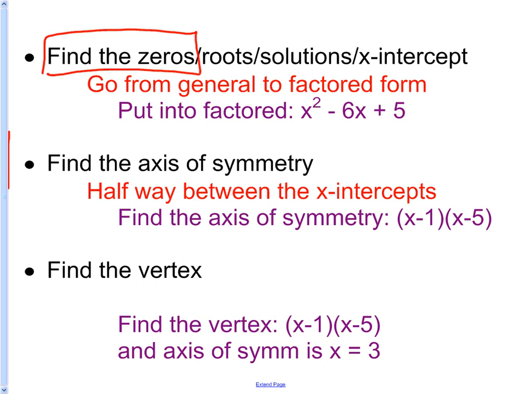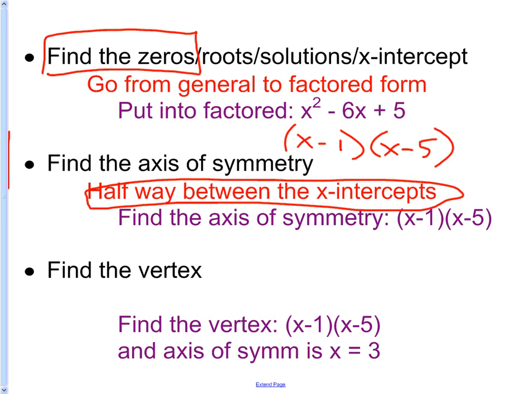So what would this one factor to? X and X and 1 and 5. There we go. And now I know the roots. What are the roots? 1 and 5. Okay. And halfway between the x-intercepts, you'll find the axis of symmetry. So if these are the x-intercepts here, they're at 1 and 5, then what's halfway between 1 and 5? 3. 3 is exactly halfway. If you're not sure, you just add them together, divide by 2, average them.